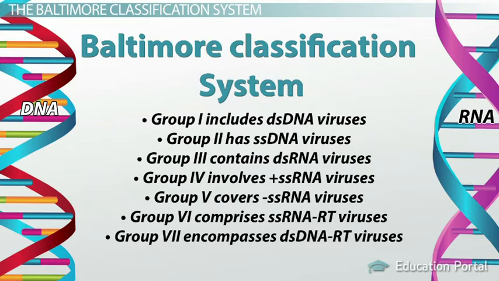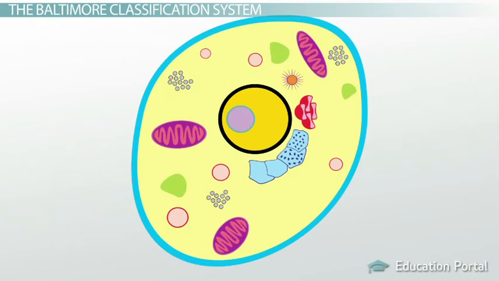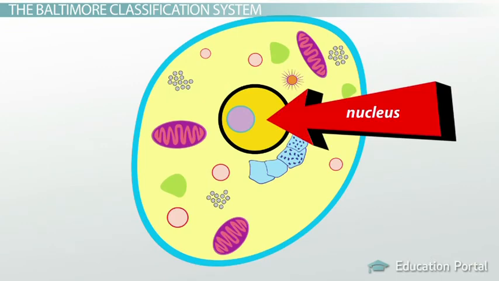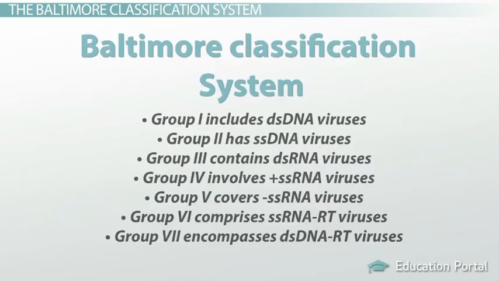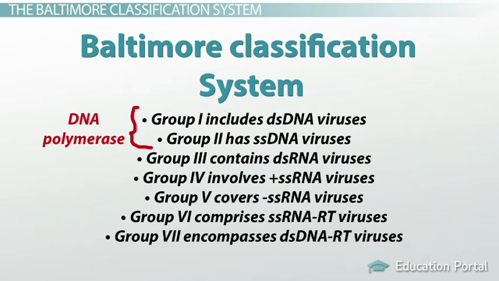There are important things to keep in mind. For our purposes, DNA viruses must replicate within the nucleus, while RNA viruses replicate within the cytoplasm of the cell. In addition, the first two groups, the DNA viruses, use a DNA polymerase to help replicate its genome. The next three groups use an RNA polymerase to help replicate its genome.